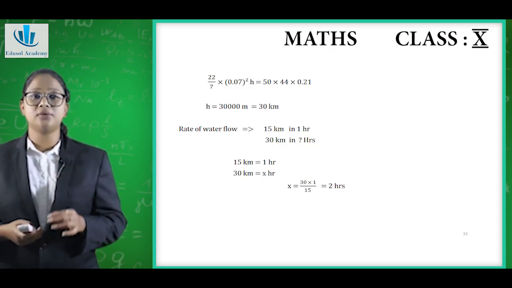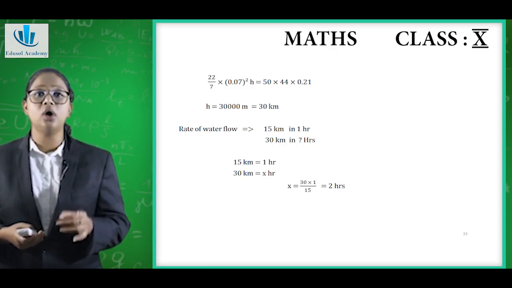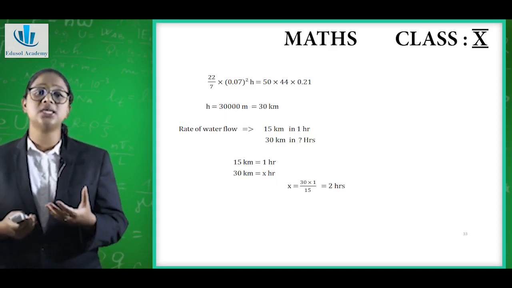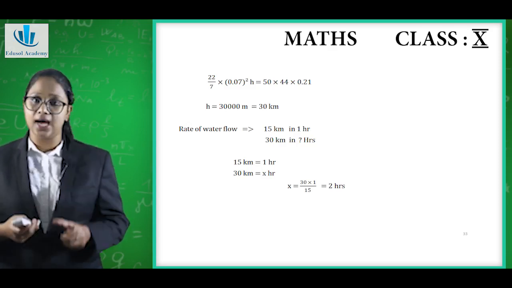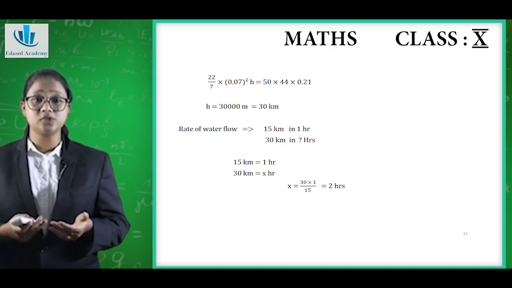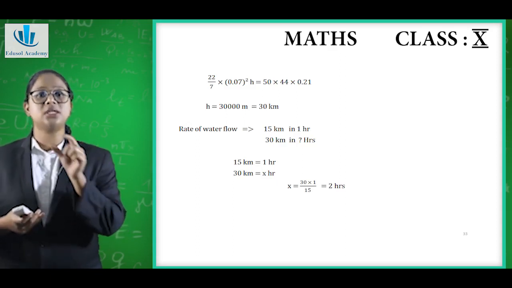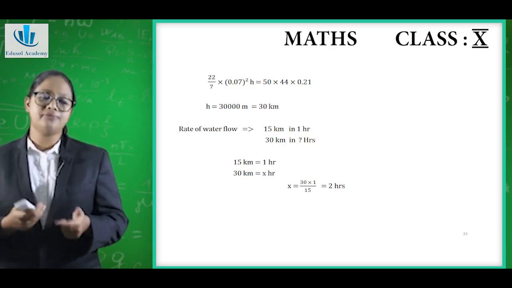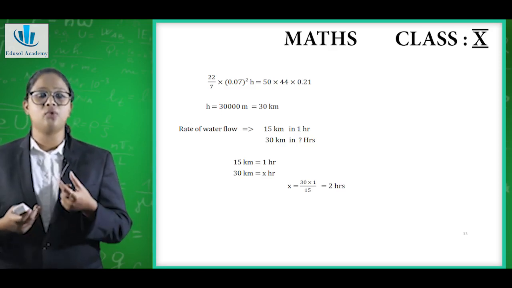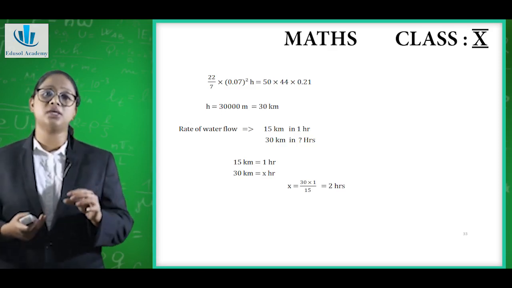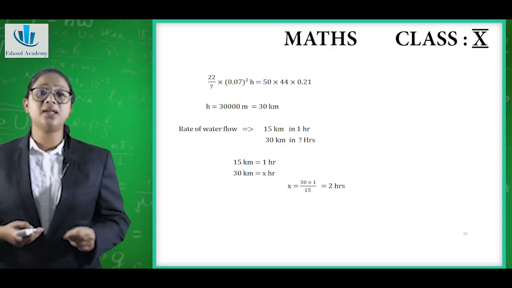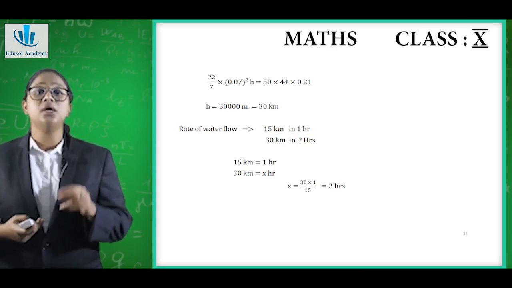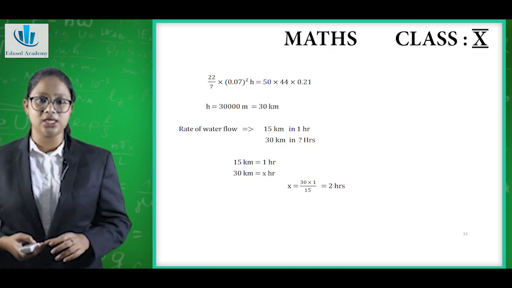So the speed of the water flow has been given. What is the rate of water flow? 15 kilometer in 1 hour. We are supposed to find how many hours it takes to cover 30 kilometer, that is the height. So we have to do the cross multiplication and division. So 15 kilometer in 1 hour and 30 kilometer in x hour. Let x be the time duration. After cross multiplying, we get the time for rising the water level by 21 centimeter as 30 into 1 divided by 15, that is equal to 2 hours. So it takes 2 hours to fill 21 centimeter in the cuboidal tank.